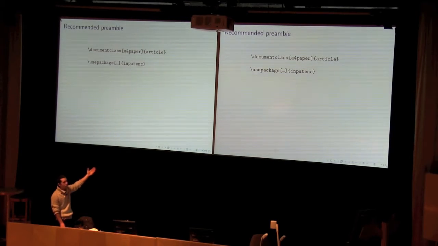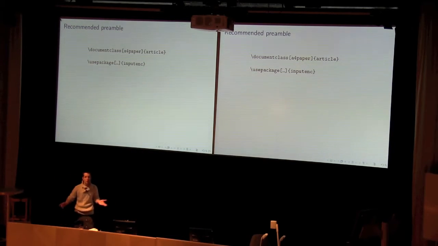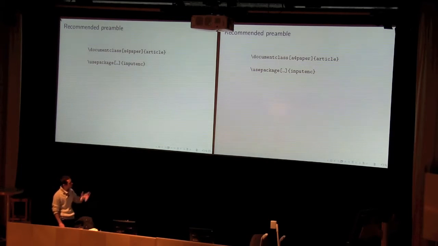So first, the document class with an option now. The option is A4 paper. This is the size of the output, because if you want, you can produce whatever you want, A5 or other things. We'll see later. Then, input encoding, to read your file in the right way.